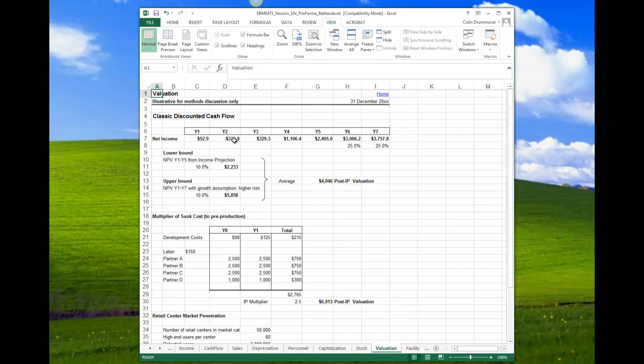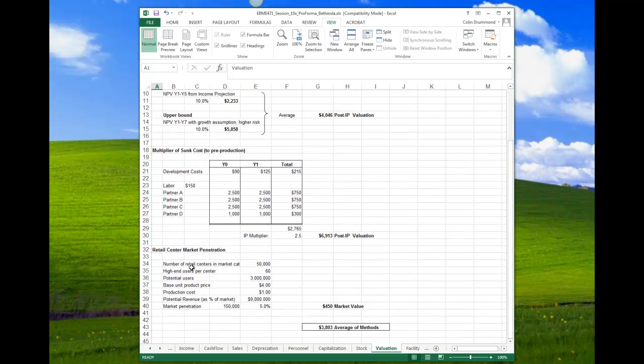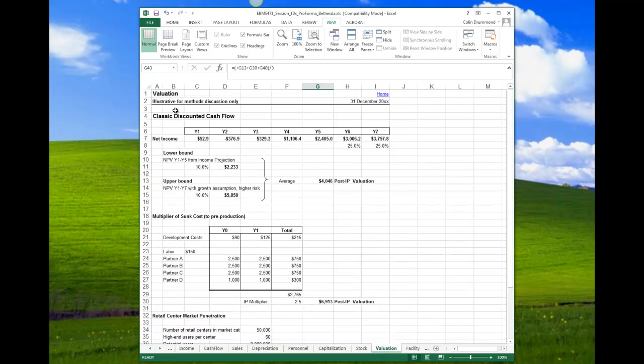If we were to look at the multiplier as a sunk cost method to pre-production, then at an IP multiplier of 2.5, the valuation would be 6.9 million. And of course, retail market penetration. This is just sort of a test of a valuation, and this says it's a very, very low market value. So basically, we end up with an average of the methods of $3.8 million. And so what you're saying in the valuation is not so much the significant digits, but basically we have a $4 million company.